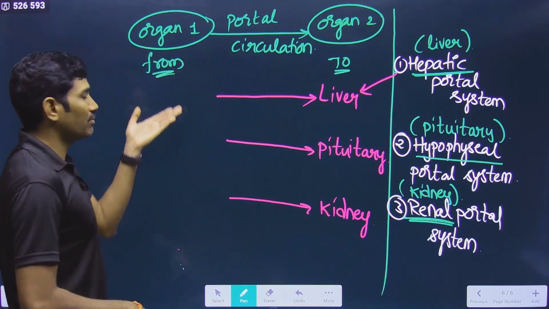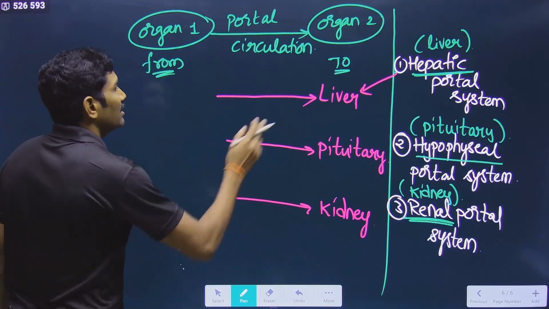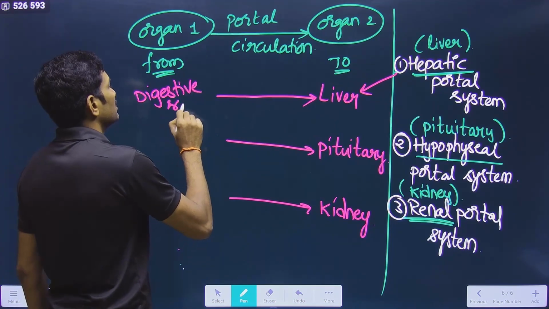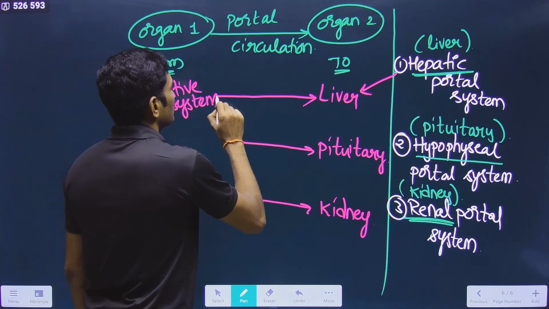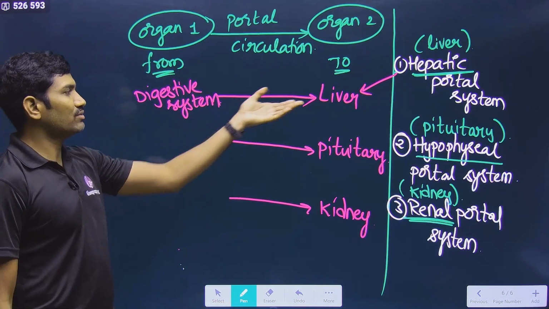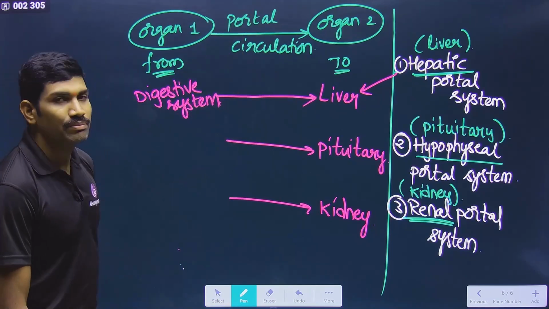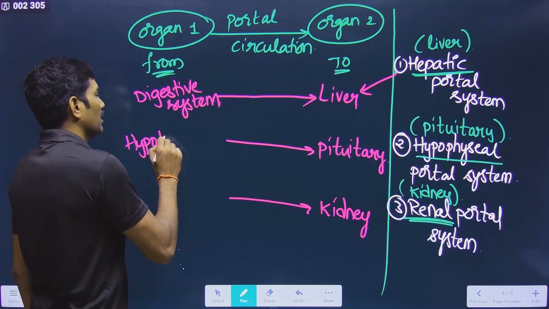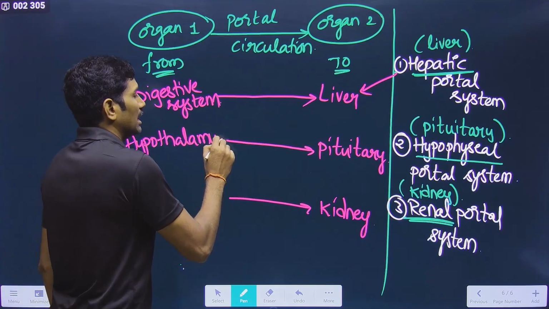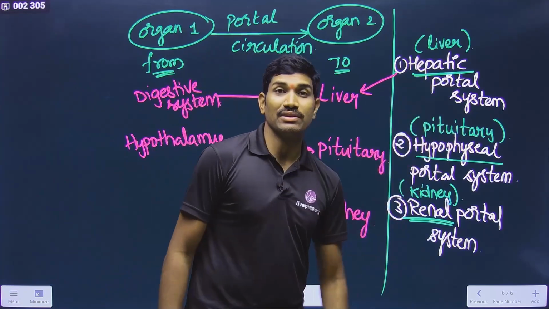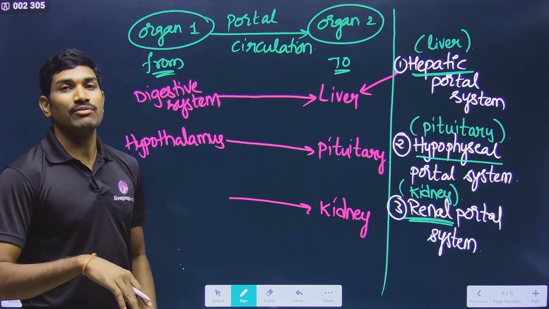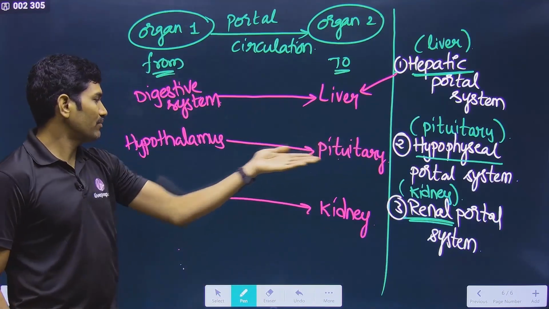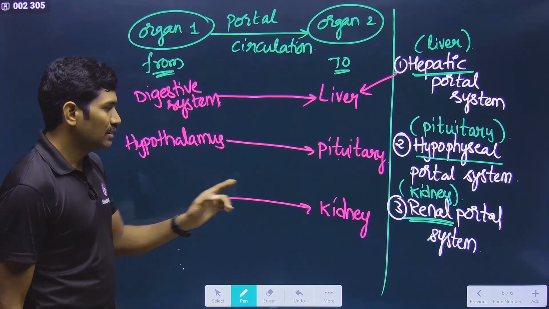But for the examination, the from organ is also important. So from where? The hepatic portal system starts from the digestive system, various organs like stomach and intestine, and is connected to the liver. Next, the hypophyseal portal system starts from the hypothalamus to the pituitary. Pituitary is called hypophysis. Please remember this. That's why we will study adenohypophysis and neurohypophysis now. Hypophysis is the pituitary. Don't think that hypophysis and hypothalamus are the same. No, they are different.